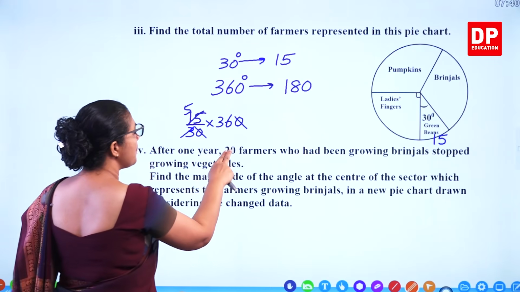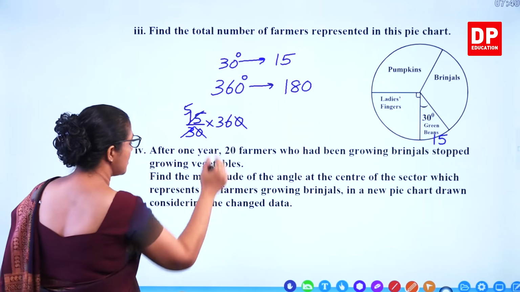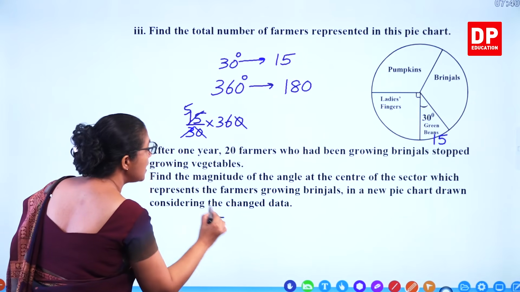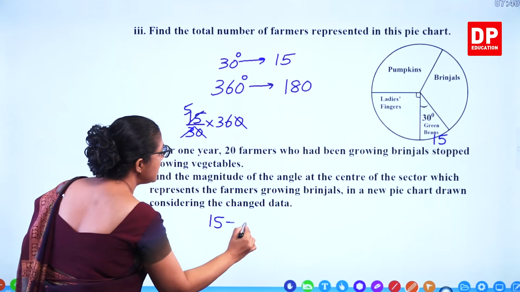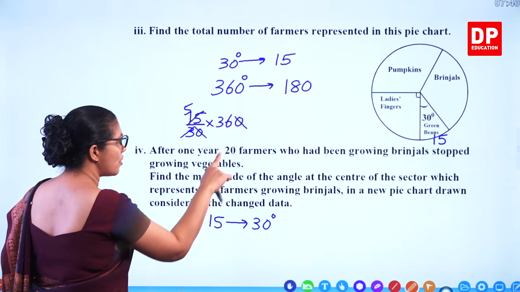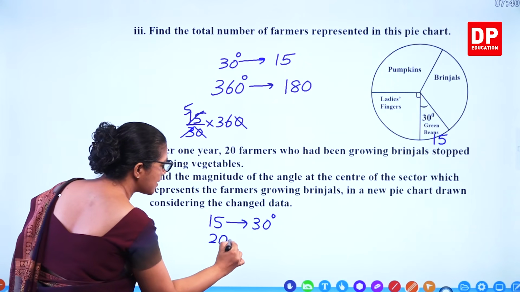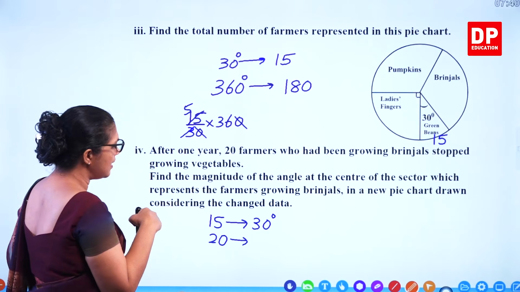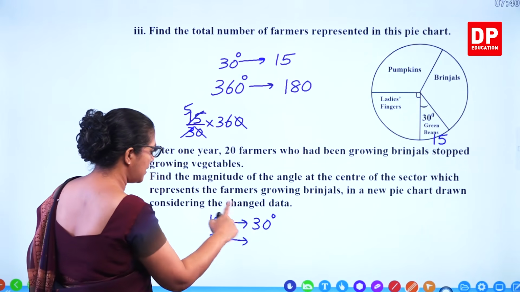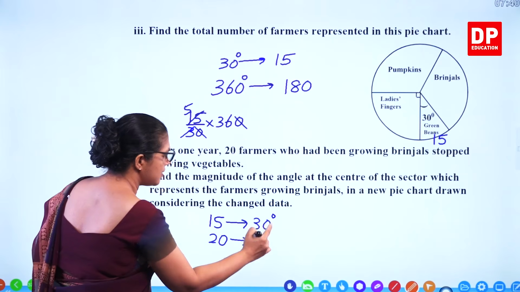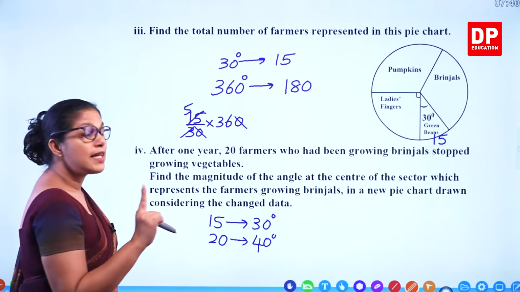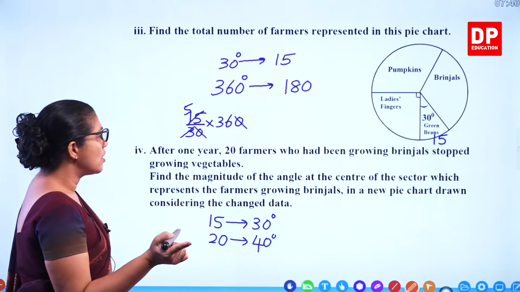So we'll do that. So 30. You always use this one. 15 farmers means 30 degrees. Now we are using it the other way around. What about 20 farmers? What's the angle? 15 becomes 30, double it. 20 becomes, double it, 40 degrees. So 40 degrees is the change.